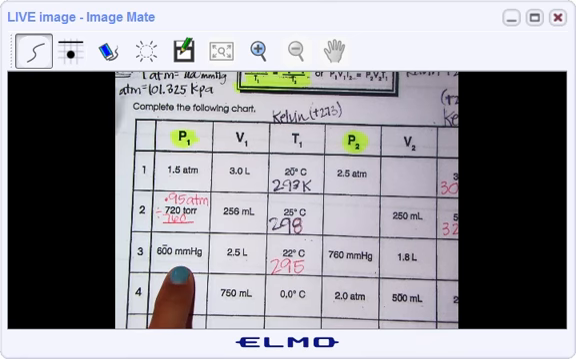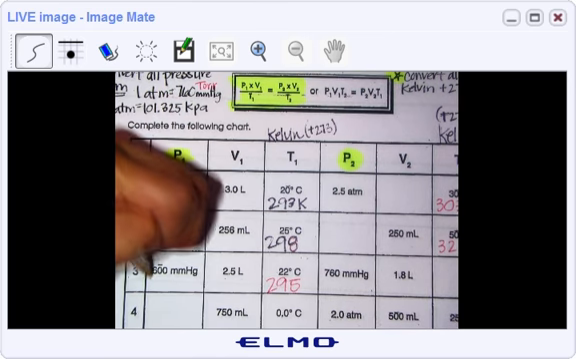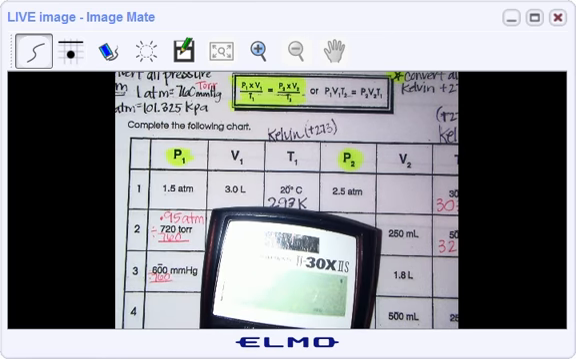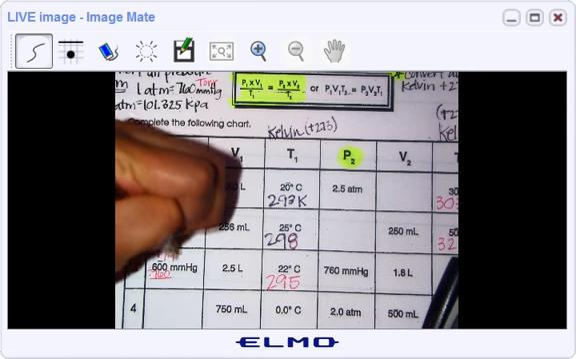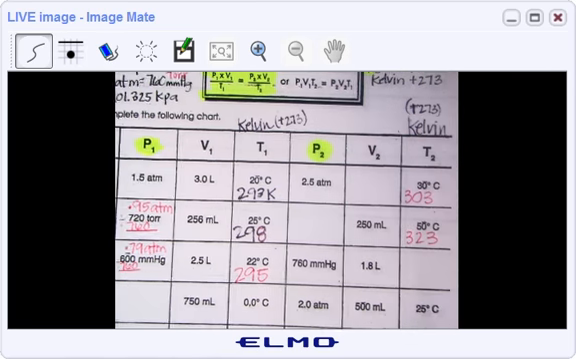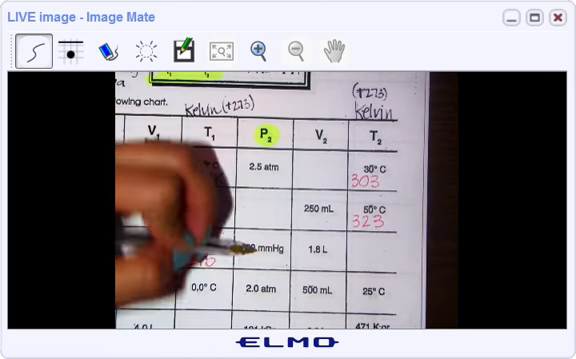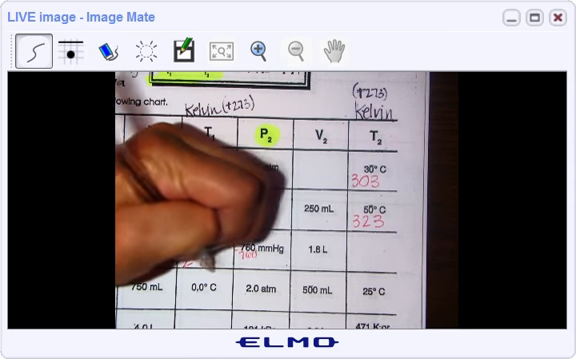This is mmHg. Divide by, anyone? What do I divide by if it's in mmHg? What number? 760. I'm going to go over to the other P2s. That's already in atm. I'm going to leave it. This is in mmHg. I need to divide by what number? Divide by 760.